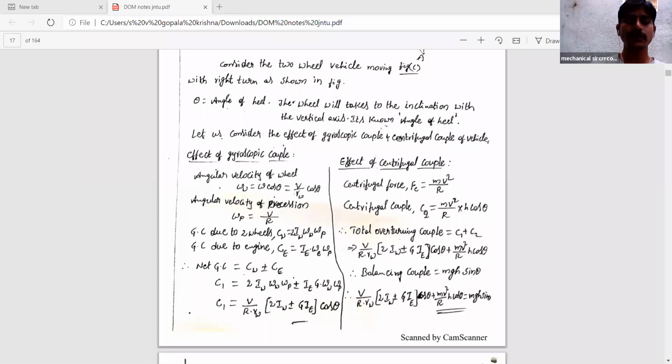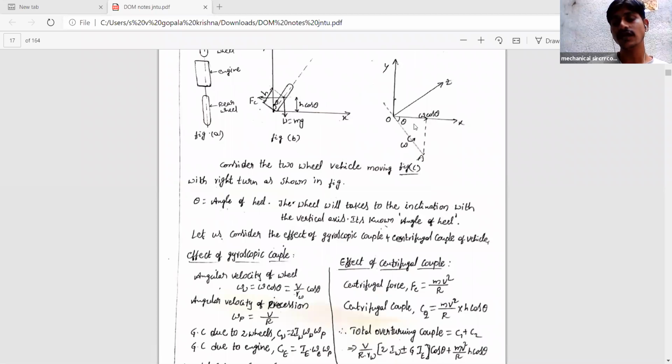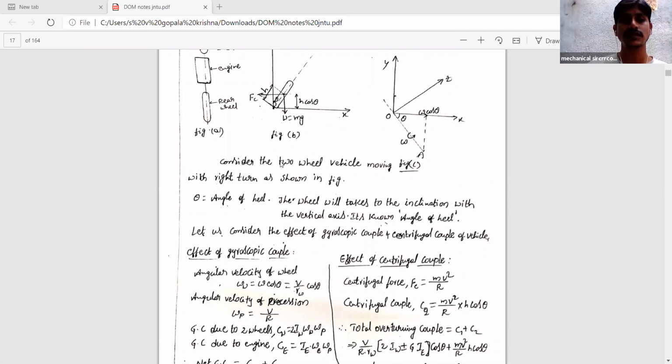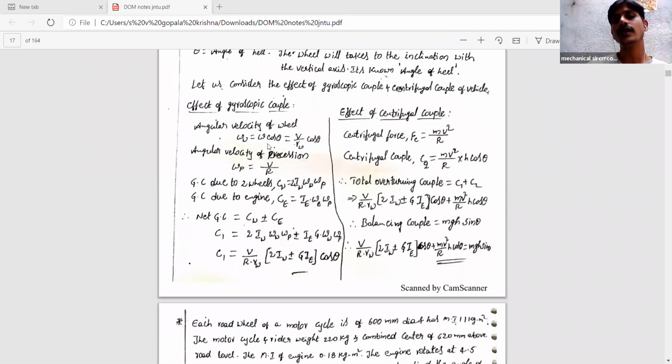When we find the gyroscopic couple effect, first we write the angular velocity of the wheel, generally represented as omega suffix w. That is omega cos theta. Why? Because the horizontal component is omega cos theta. So omega suffix w means omega cos theta, and omega is replaced with V by small r.